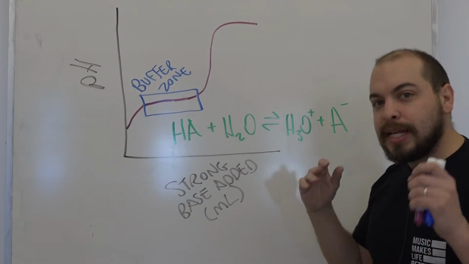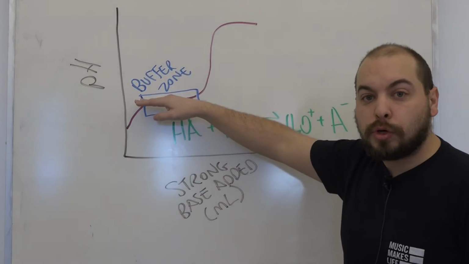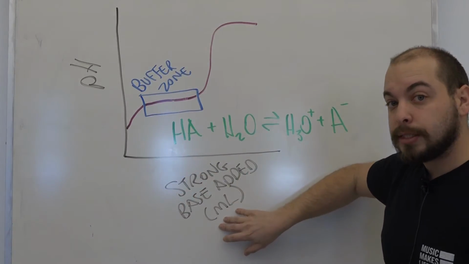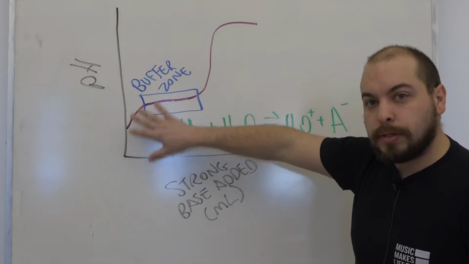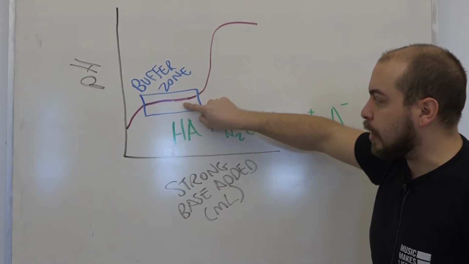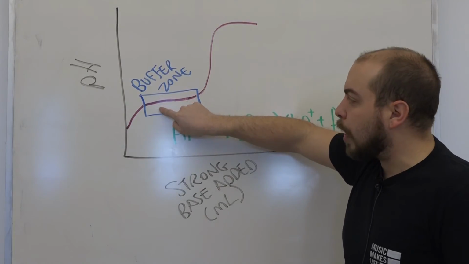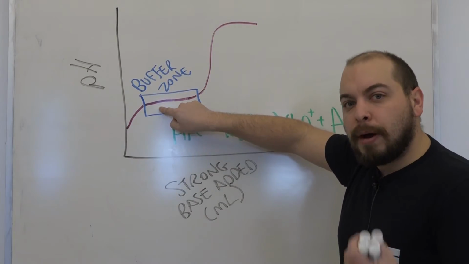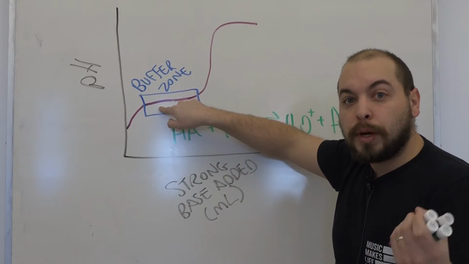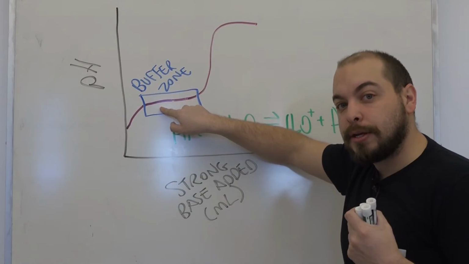So what's going to happen initially is we're going to have a very dramatic increase in pH due to the initial addition of strong base. That is going to be a quick change, but then the most important feature is this. This is where we call our buffering zone, because this is where the buffer, the weak acid, is going to have the greatest resistance to change of pH.